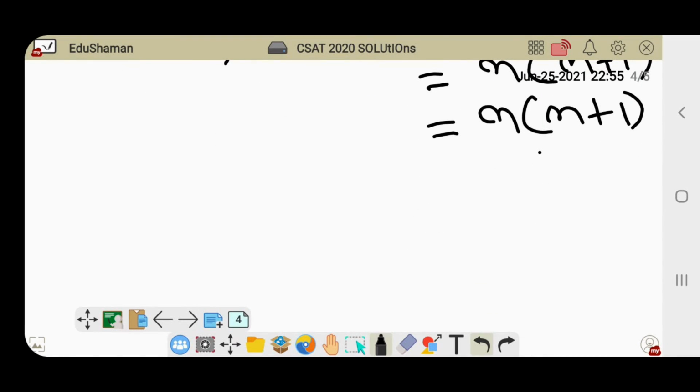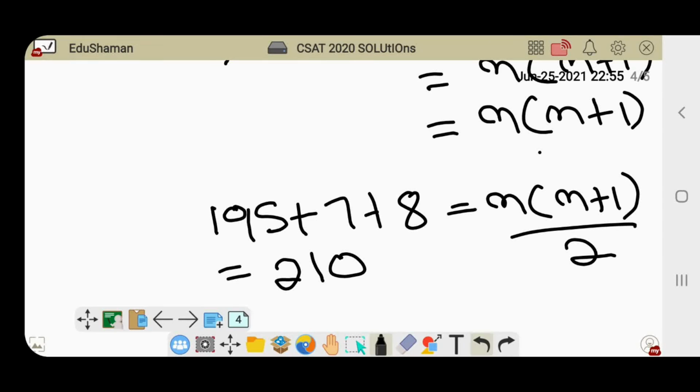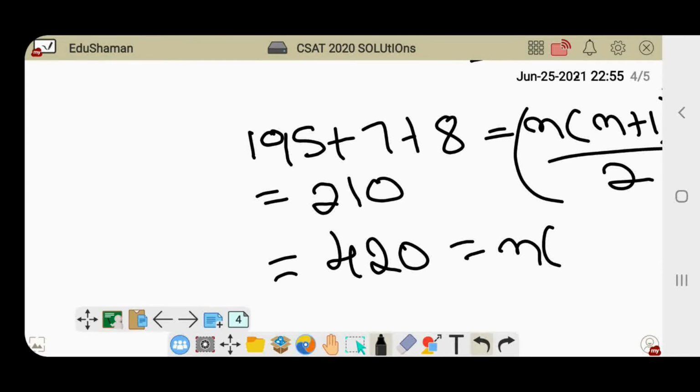I'm just working out manually. If you can do it mentally, it's far better. 195 plus 7 plus 8 is equal to n into n plus 1 by 2. So this is 210, which is equal to n into n plus 1 by 2. That means n into n plus 1 will be equivalent to 420 for option B.